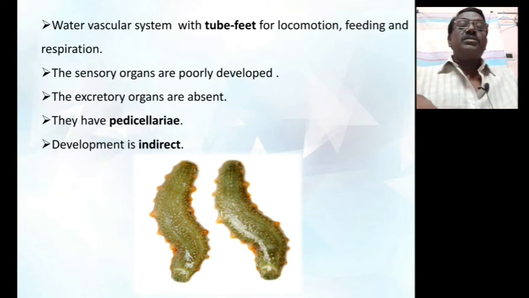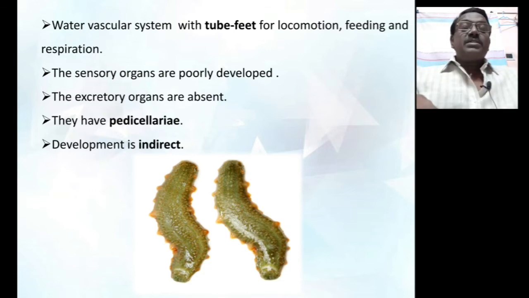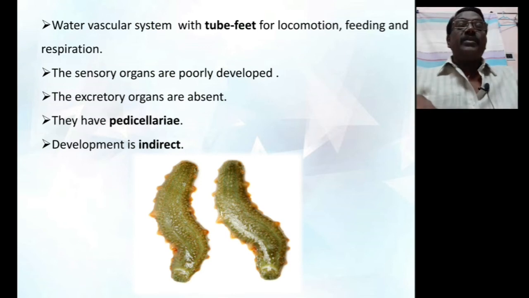Then naturally there will be a question: which organ is doing that excretion? Amoebocytes are present in the hemal system of this animal. That hemal system does the function of excretion with the help of these amoebocytes which are circulating in the blood. And another important structure found in the echinoderms is pedicellariae. Pedicellariae are the pincer-like or scissors-like structures which are meant for cleaning the body as well as offense and defense. These are the salient features of echinoderms.